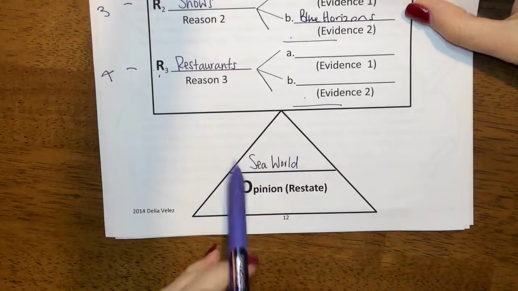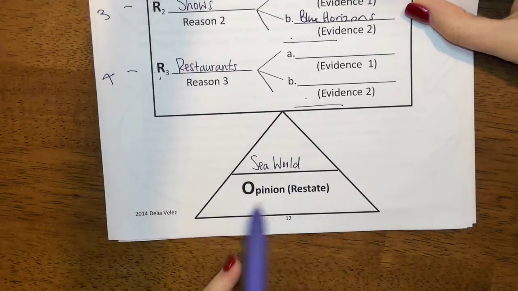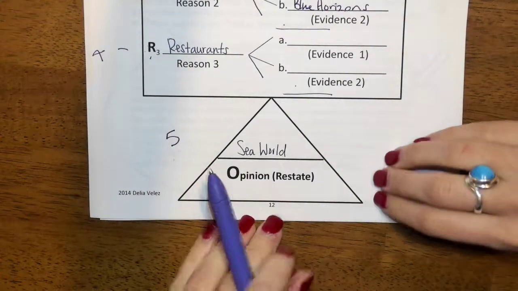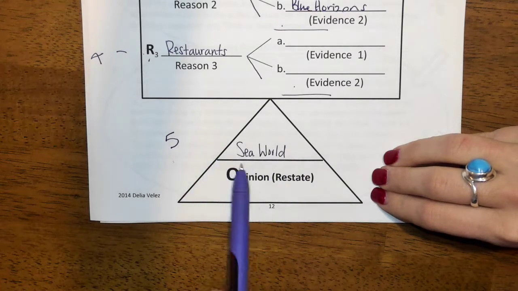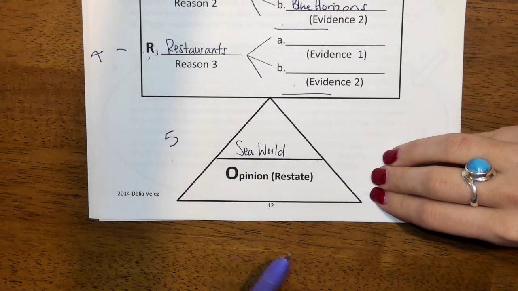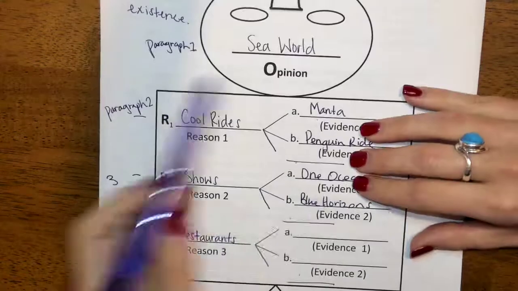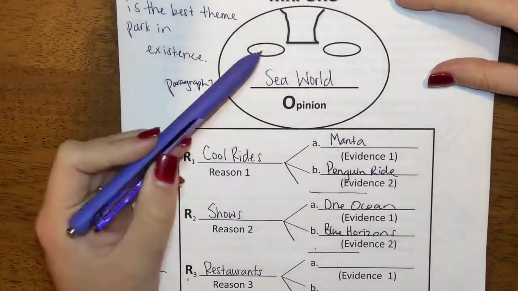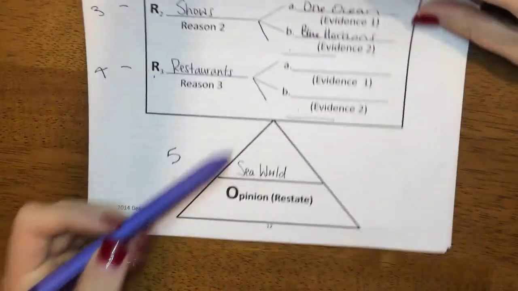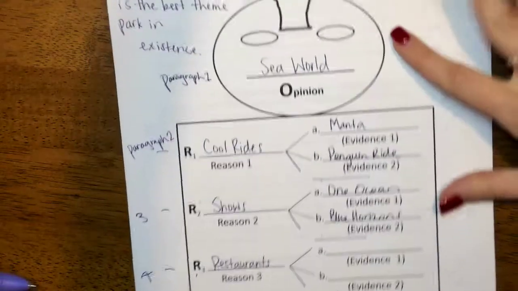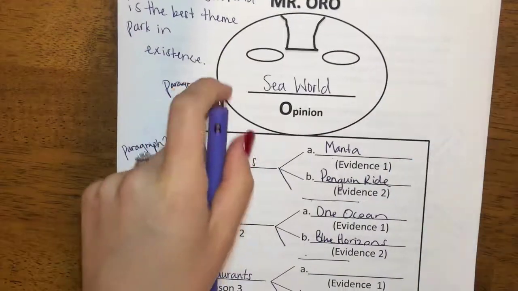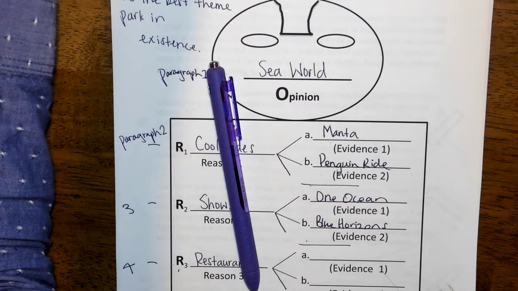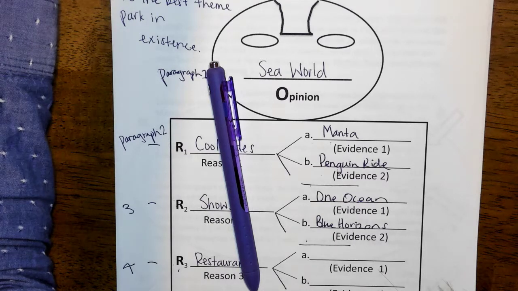Then at the bottom, you'll see that I said SeaWorld again at the bottom because for the last paragraph, paragraph 5 of your writing piece, you're going to have to restate your opinion for your audience so that they know what you're trying to prove, so that they can remember what your opinion is. So you've got opinion, reasons with evidence, and then you restated your opinion at the bottom. Now it's your turn to choose a graphic organizer and go back to your research from the website and fill out the graphic organizer so that you are ready to start planning.